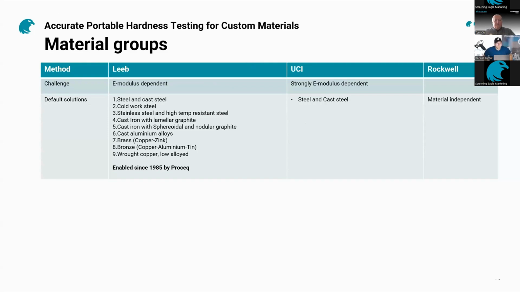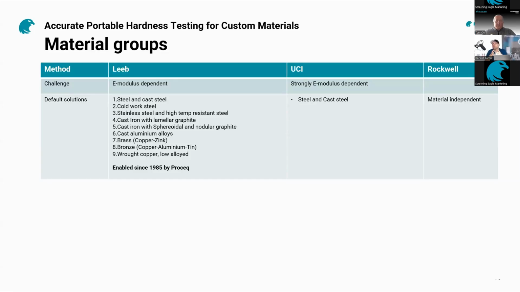So let's get back on track. Out of those three methods that we discussed earlier, Leeb and UCI are E-modulus dependent. Especially UCI is very strongly elastic modulus dependent. So for Leeb, a user has already 9 different predefined groups, which are steel and cast steel, cast iron, cast aluminum, or bronze, just to name few. You will see them on the screen right now.